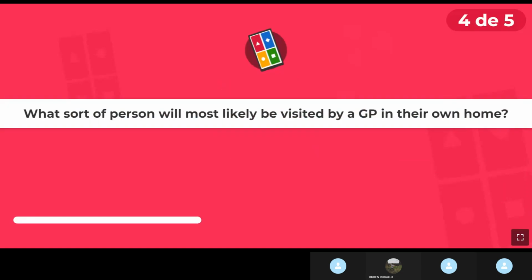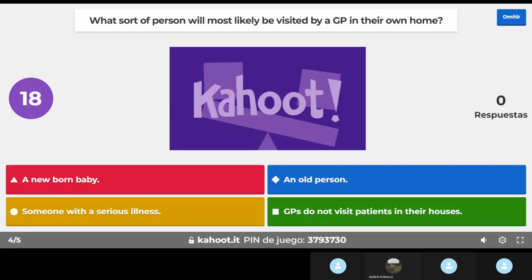Okay, the next one. What sort of person is most likely to be visited by a GP in their own home? Red: a newborn baby. Blue: an old person. Yellow: someone with a serious illness. And green: GPs don't visit patients in their houses.